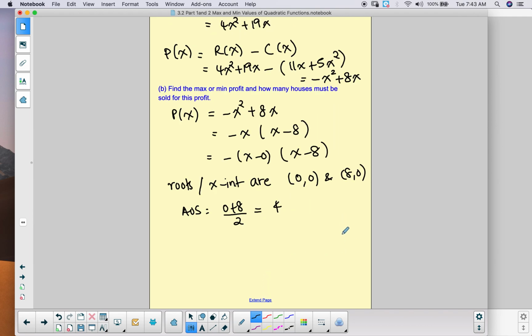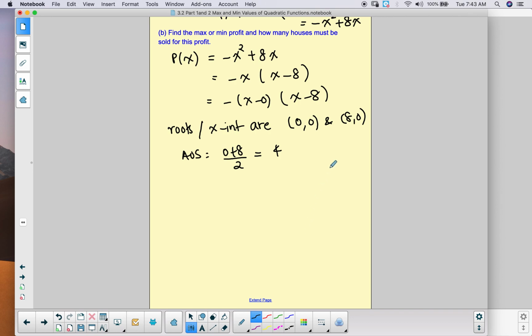And what I'm doing here is, if I were to draw a rough sketch here for you to understand what's going on, you have X and you have profit. And we just found out that this function is negative A, so it opens down. And it has a root at 0 and a root at 8. So this is how it looks. This is our 0 and this is our 8, right?